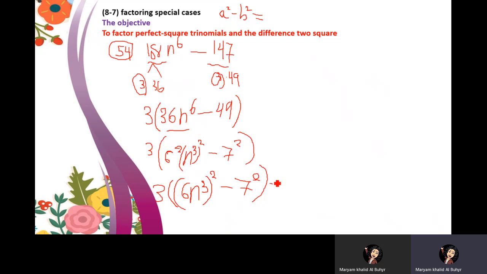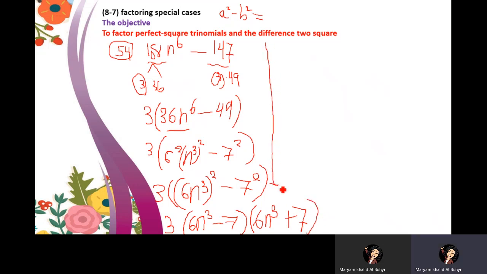So I would like to directly say, okay, that is a 3 inside: 6n to the power 3 once minus 7, and once plus 7. So 6n to the power 3 plus 7. That's it.